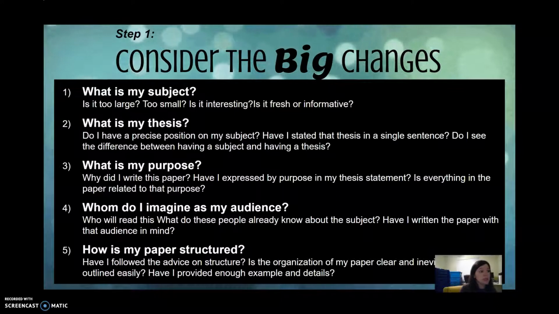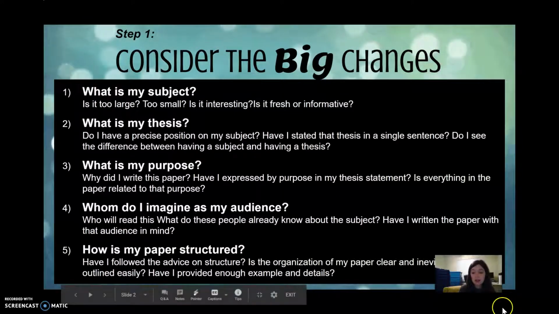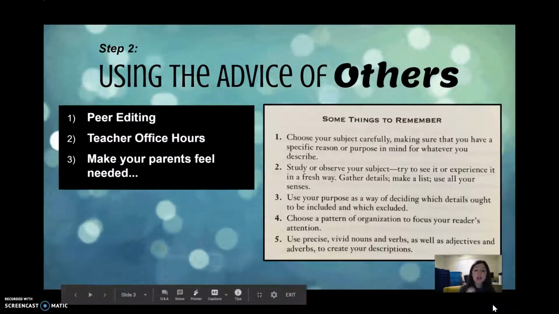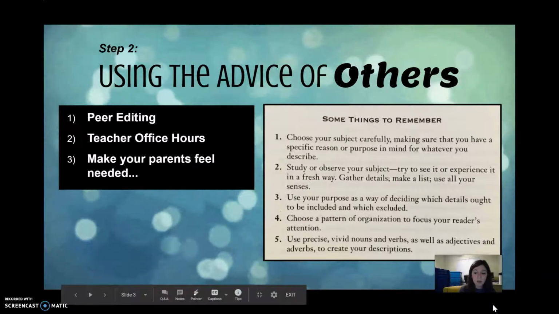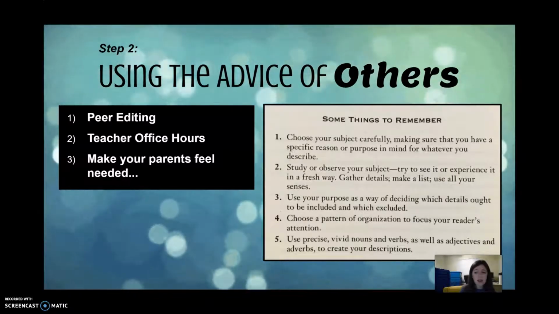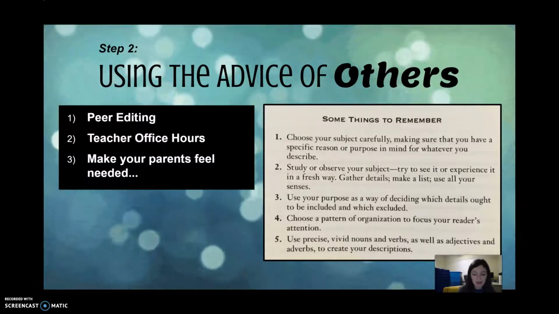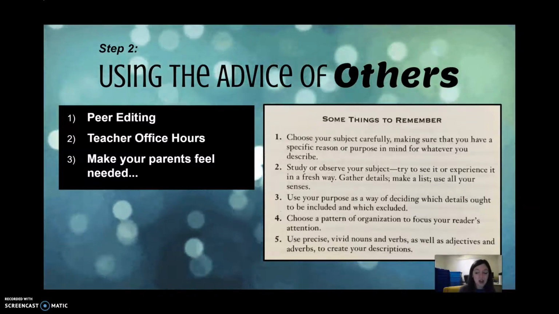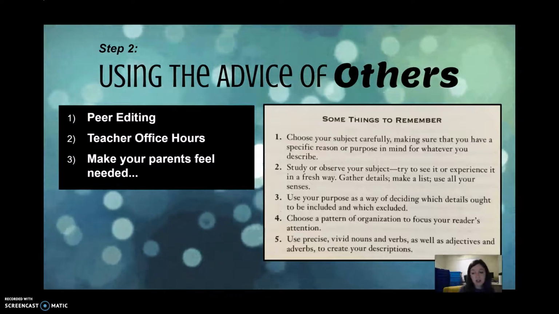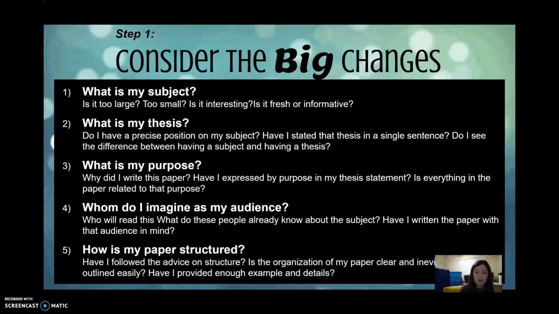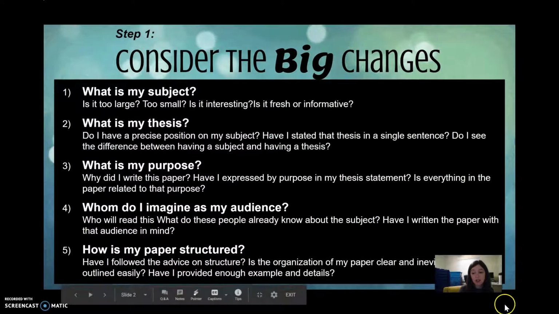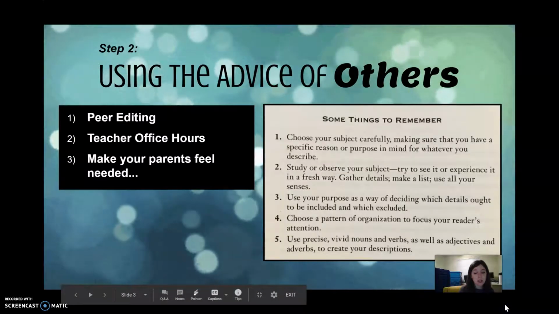Now, if you're doing this essay with someone else, you should use the advice of other people. Sometimes it's really hard to see the errors in our own work, especially because you just wrote this essay and it's still so fresh. So I would strongly suggest using peer editing, where you ask a peer to go through these 5 questions in your essay and ask them to be honest.